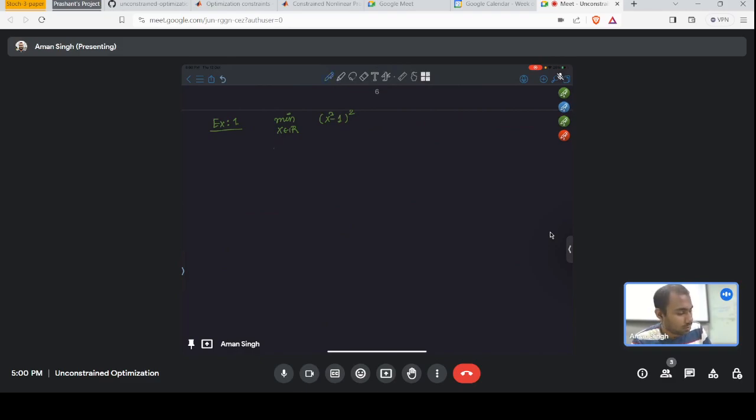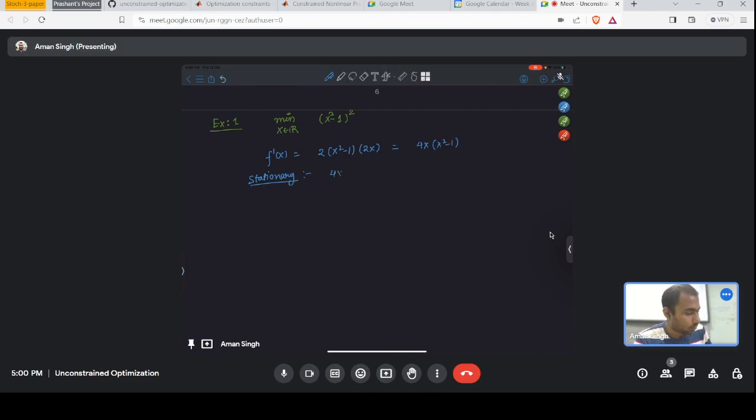First we'll take the first derivative. It will be 2 times (x square minus 1) times 2x, which can be written as 4x(x square minus 1). We can also take out f double dash. First we calculate the stationary points, to see whether a zero exists or not. If there is no zero of f dash x, then it's a monotonic function, so we cannot find a minima exactly.